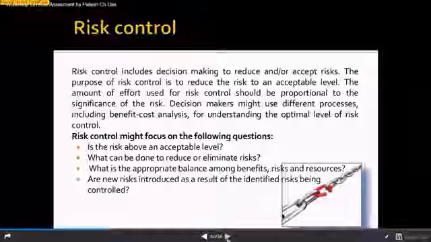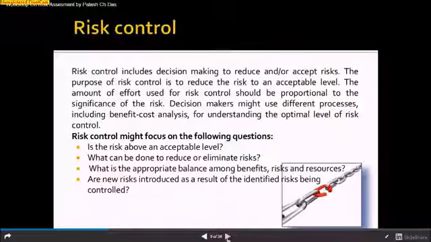Decision makers might use different processes, including benefit-cost analysis, for understanding the optimal level of risk control. Risk control mitigation focuses on the following questions. Is the risk above an acceptable level? What can be done to reduce or eliminate the risks?